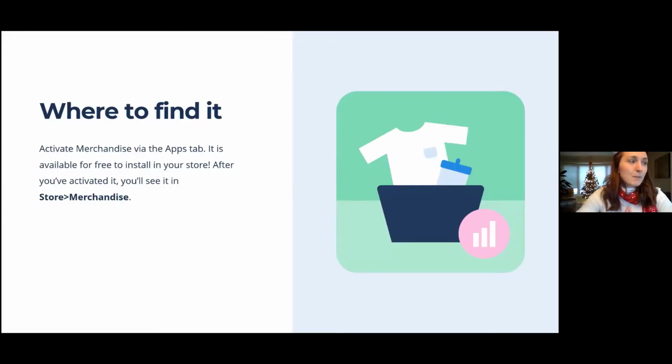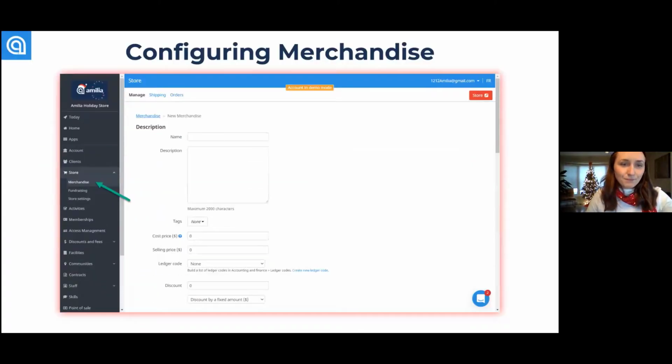But first, I wanted to take a moment to make sure that you all have this app. So if you do not see the merchandise sub-tab under your store tab, that could mean that you'll likely have to activate it as an app in our app store. This app is available to you for free to install in your store. And once it's activated, you'll see it under the store merchandise sub-tab, which we'll see in just a moment right here. So this means that I have my merchandise app set up.